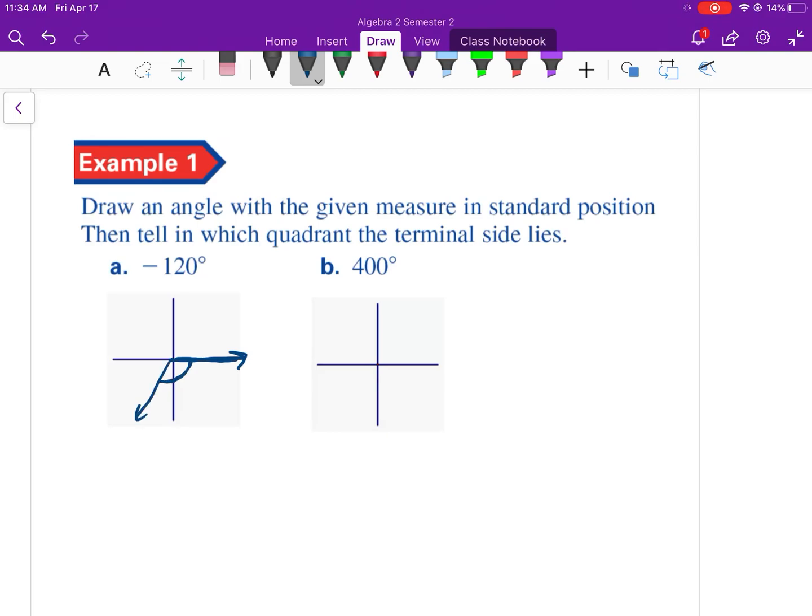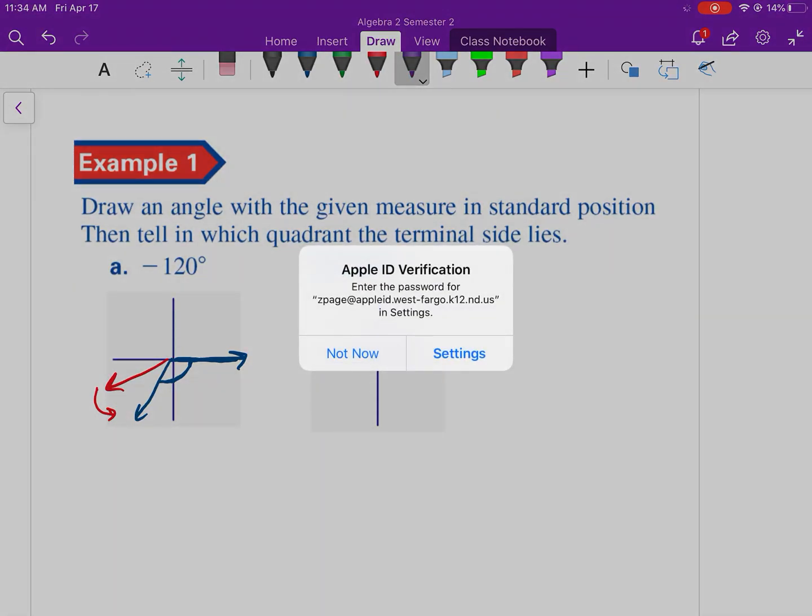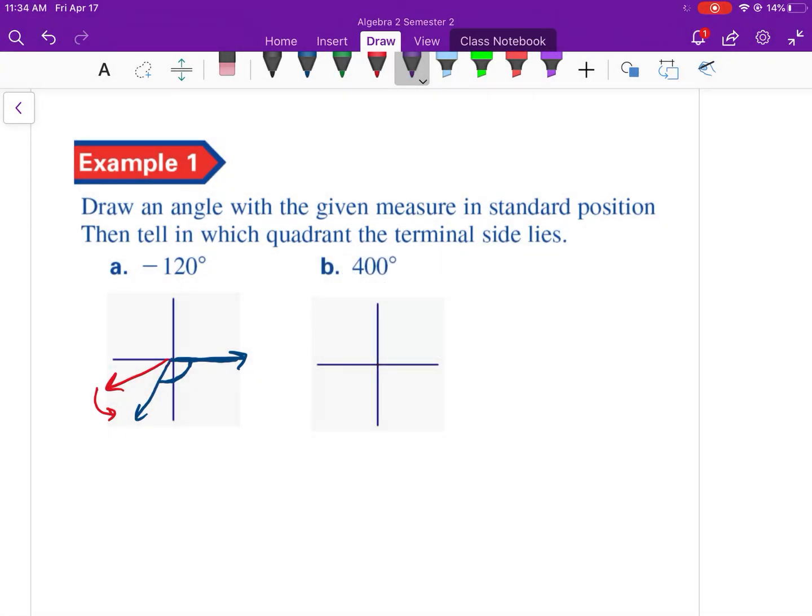Now, I understand these aren't going to be exact, but you need to get close. Okay. So if I was to see this, negative 120, I'm only supposed to go another 30 degrees past that negative 90. So I need to see something on this side of that 45. Like if we were to cut this quadrant in half, I need to see that arrow on that bottom side of it. Okay. So it doesn't have to be exact, but it needs to be in the general vicinity. All right, the next one.